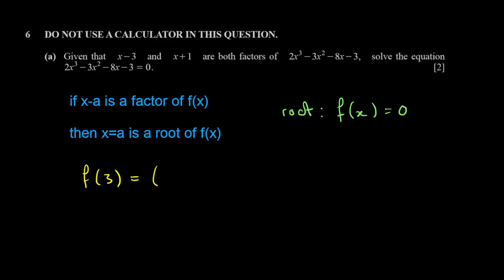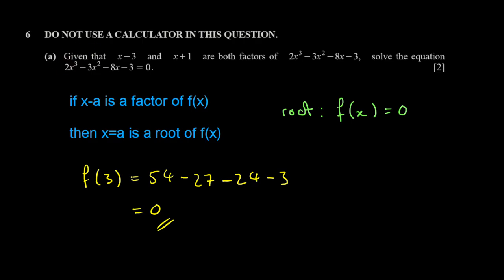We're going to get 2 times 3 cubed. 3 cubed is 27, 2 times 27 is 54. 3 squared is 9, times 3 is 27. 8 times 3 is 24, and then minus 3, and you see that gives you 0. So we've shown that yes, indeed, x minus 3 is a factor, which means that 3 is a root. But we're not actually asked to show that in the question.